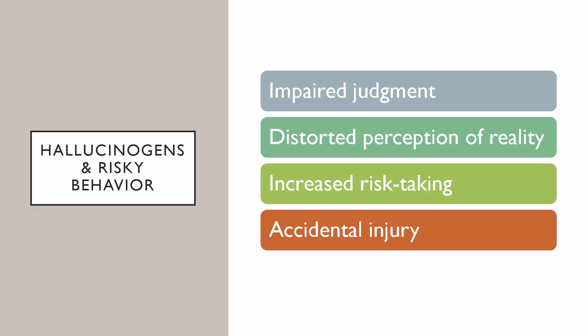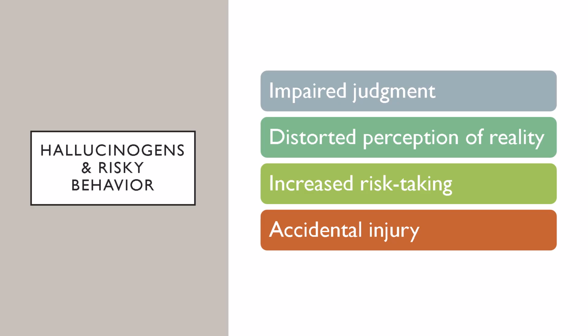Hallucinogens and dissociatives significantly impair judgment and perception, and that's going to increase the risk of dangerous behavior. When a person's sense of reality is altered, they may not accurately interpret their environment or the consequences of their actions. And that's going to lead to decisions that they wouldn't make when they were sober. For example, a person may misjudge distances or misinterpret objects, or maybe they feel invulnerable. And that's what's going to lead to their physical risk.